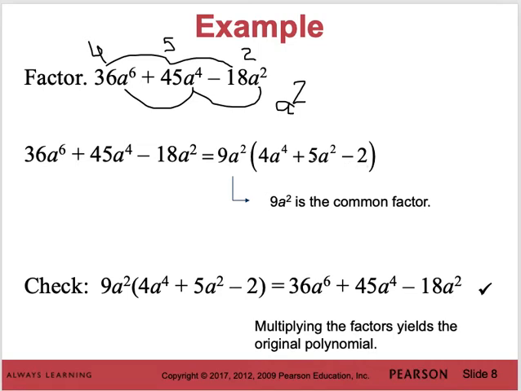So let's determine where and how we get our exponents. Well, we took out a squared. So what we're doing is subtracting 2 from 6 to get 4. And the exponent 4 here minus an exponent of 2 gives us 2. We subtracted a squared from a squared in the third term, and so we're left with just the number 2 here. So we have factored, and our final answer would be 9a squared times the quantity, in parentheses, 4a to the fourth plus 5a squared minus 2.